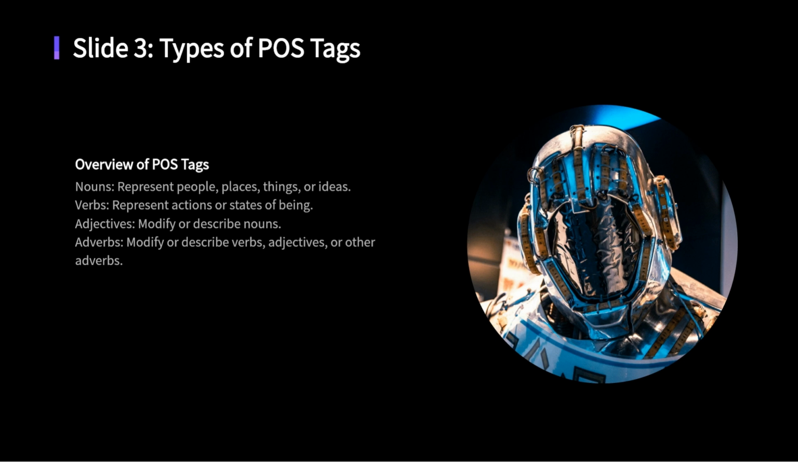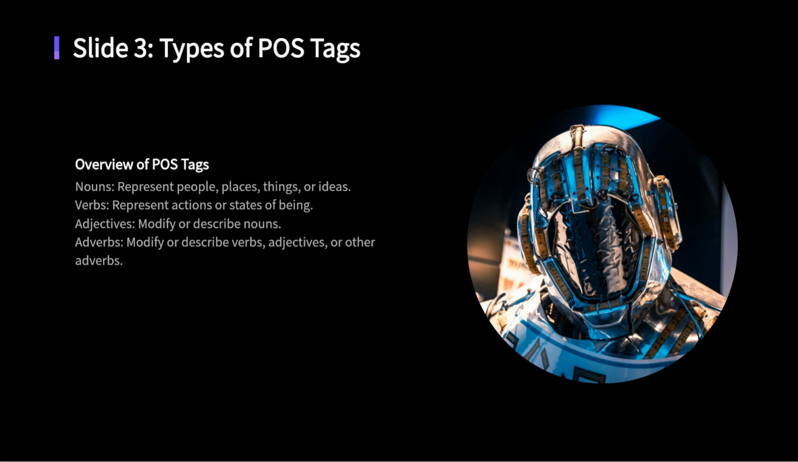The most common types include nouns, NN. These represent things, people, places, or ideas. For example, cat, dog, and freedom are all nouns. Nouns can be further categorized into singular, e.g., cat, and plural, e.g., cats.